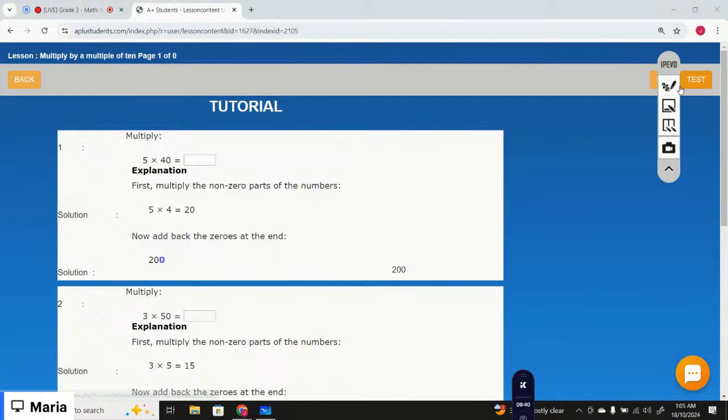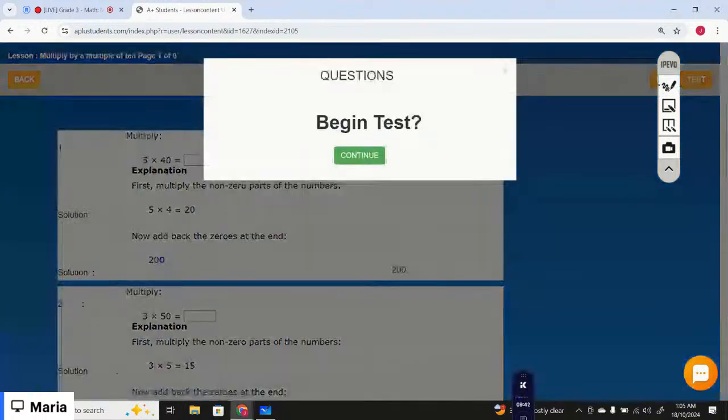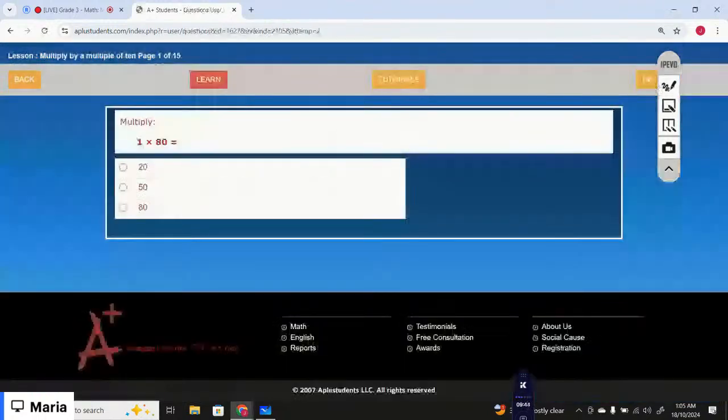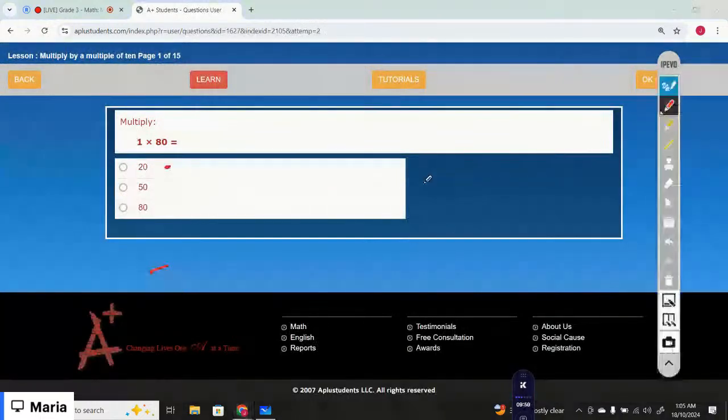Let's just start with the test questions. 1 times 80, right? So multiply the non-zero values. The non-zero values are 1 times 8. 1 times 8 is 8. You have only one zero with 80, so add a 0 over here. So 80 times 1 is 80. The correct option is 80. Option number 3 is the correct option.